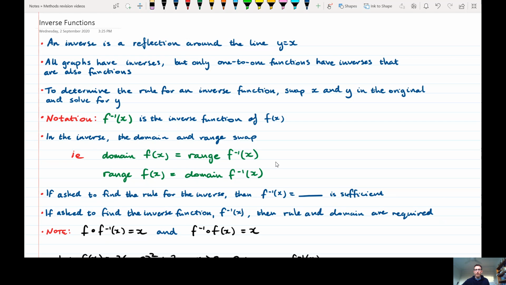But when we have an inverse, we're going around a different mirror. The mirror is actually the line y equals x coming through here. And what it allows us to do is essentially swap the x and y values. So if I have a y-intercept there, in the inverse this is reflected down and becomes an x-intercept, and vice versa. An x-intercept will become a y-intercept around this line in the inverse.